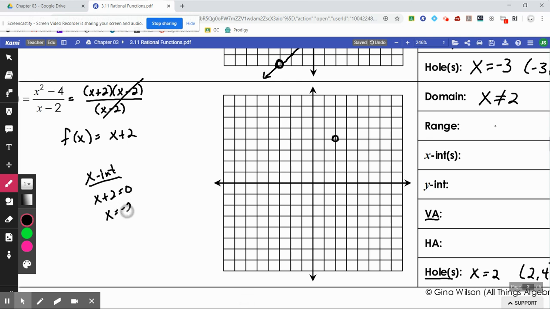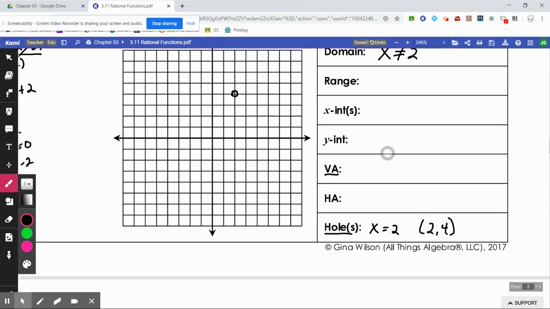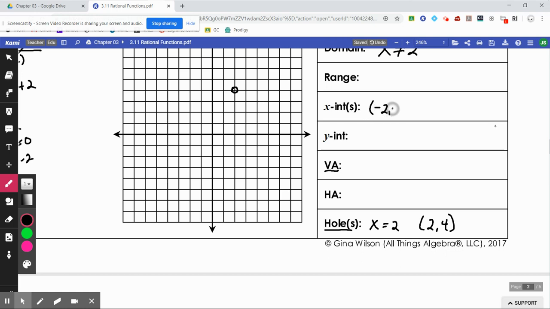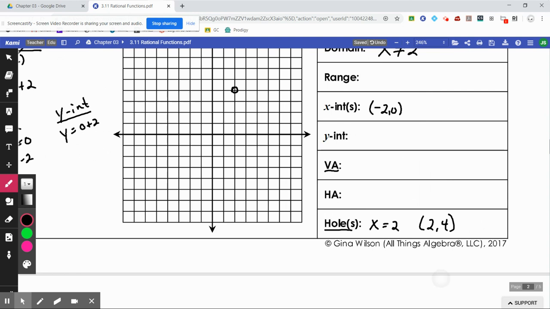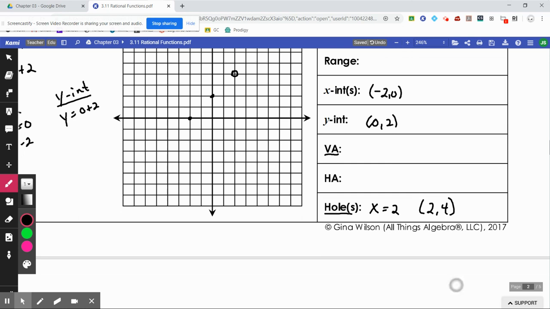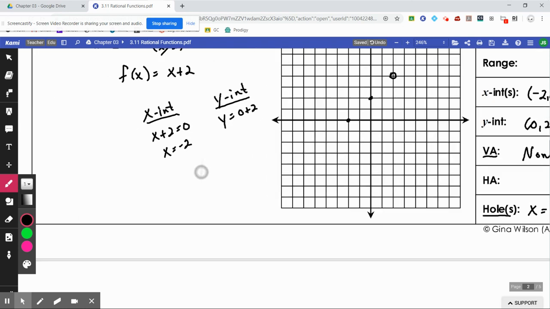So that's going to be negative 2 is your x-intercept. So that's going to be negative 2, 0. You'll have a y-intercept where you plug in 0 for x. So you're going to have y equals 0 plus 2, which is going to be 2. So at 0, 2, you have a y-intercept, and you can plot those. Negative 2, 0, there's your x-intercept. Here's your y-intercept. You will have no vertical asymptotes here because, again, there's no other discontinuity on bottom.